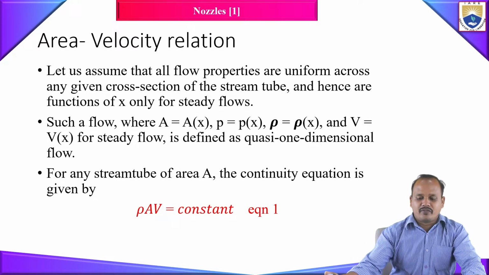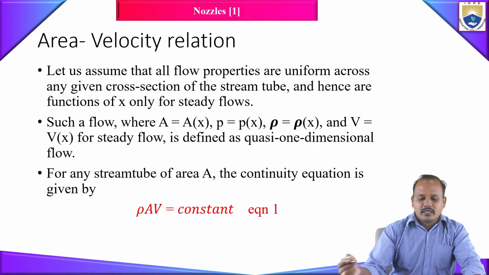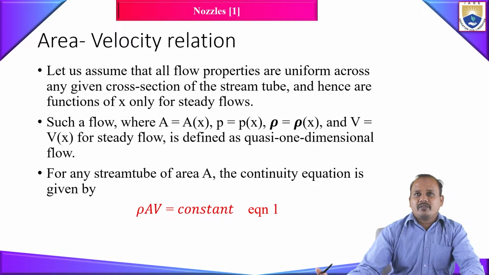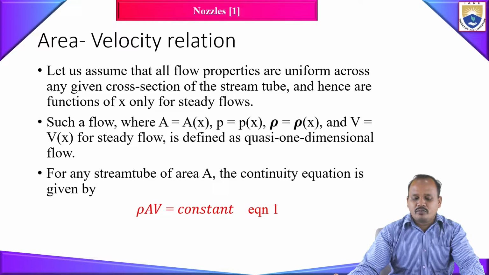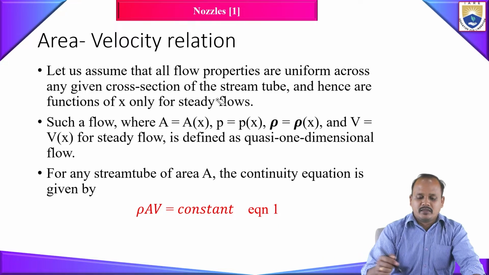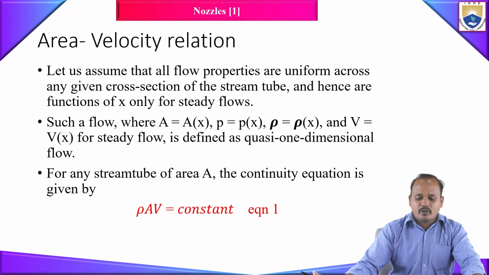So that's what the flow properties are: uniform across any given cross section of the stream tube. Therefore the flow properties are functions of x only, because we have assumed that the flow is moving in the x direction, and this is only applicable for steady flow. That is a flow where area A is a function of x, pressure P is a function of x, density is a function of x, and velocity is a function of x. For a steady flow, we call it quasi one-dimensional flow.